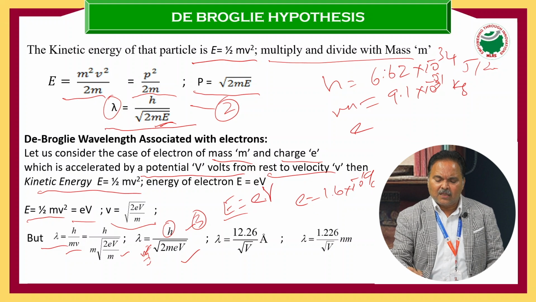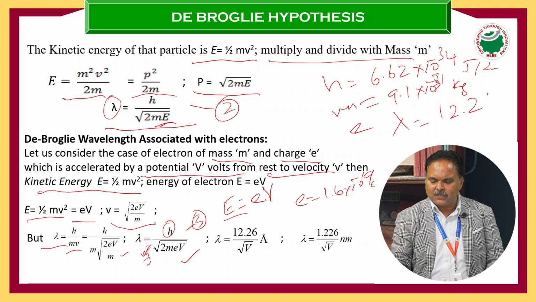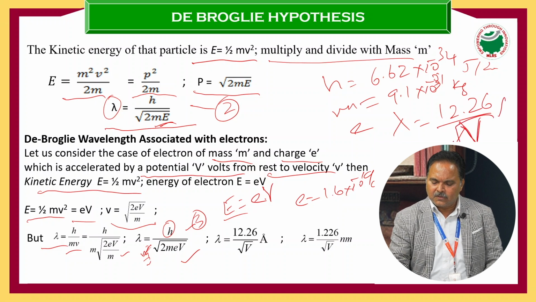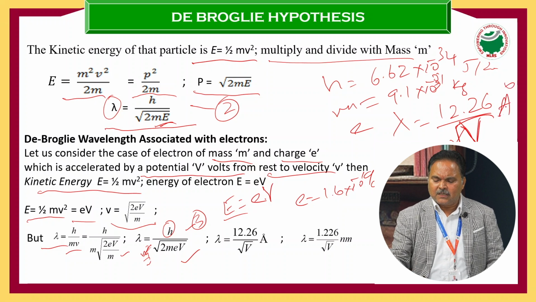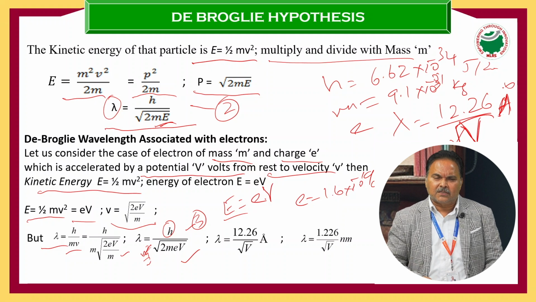So then substitute all these values in that equation. Then it becomes 12.26. That means lambda is equal to 12.26 divided by root of capital V, where V is the potential difference. This is in terms of angstroms. Always the wavelength we usually keep in terms of angstrom, otherwise we will keep nanometers also.